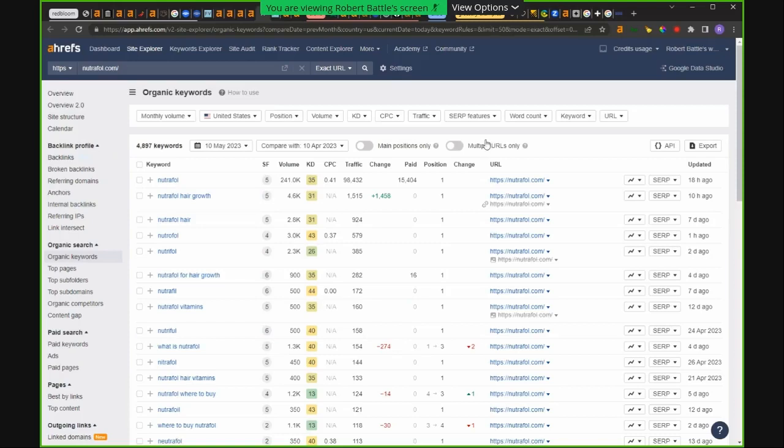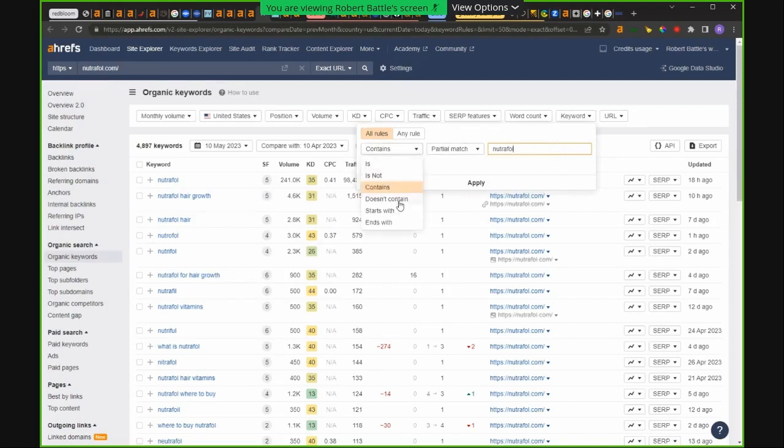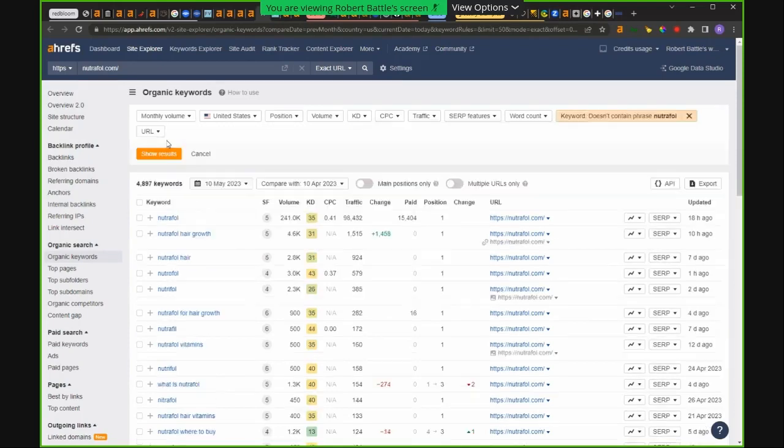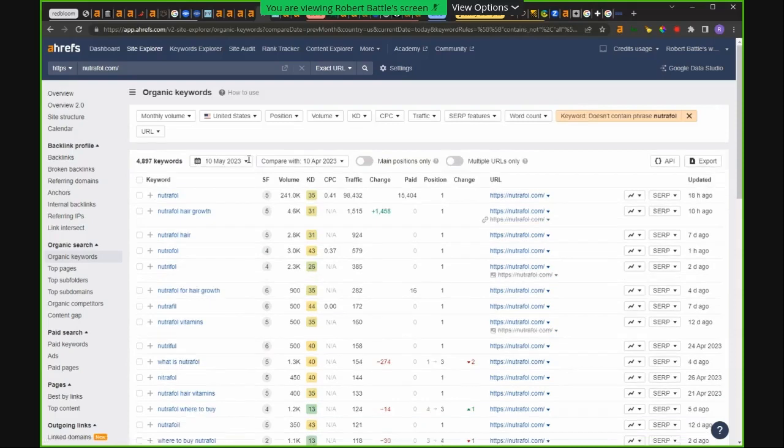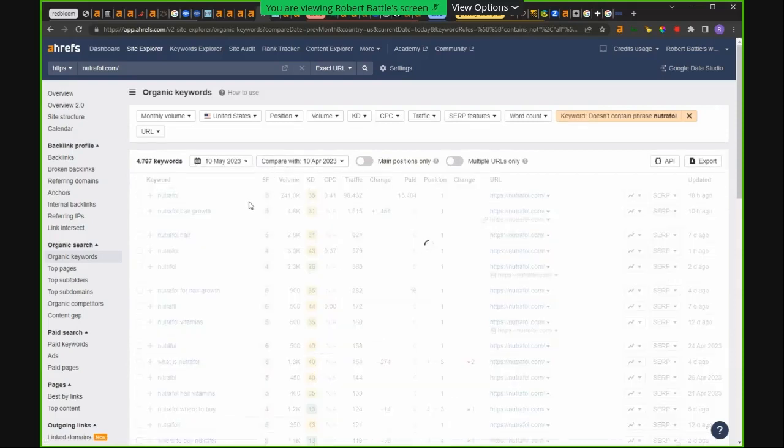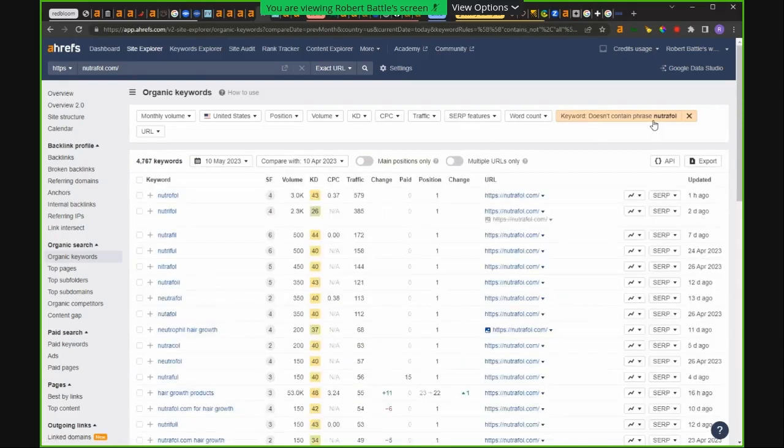Obviously, their brand. Okay, well, let's remove their brand. So let's do a negative. I don't want to see Nutrafol in the keyword. Does not contain. Trying to identify other good opportunities for other keywords. That's the main thing I'm trying to do here. Things we don't know exist. So we remove that keyword.